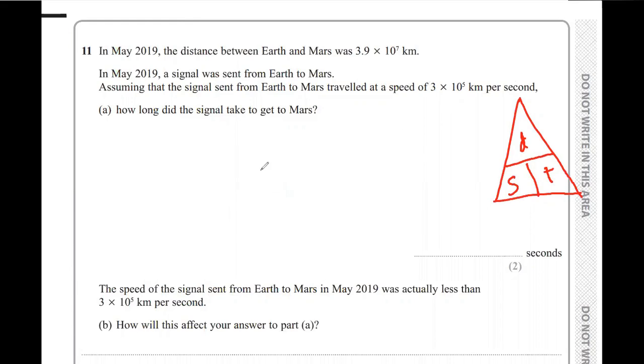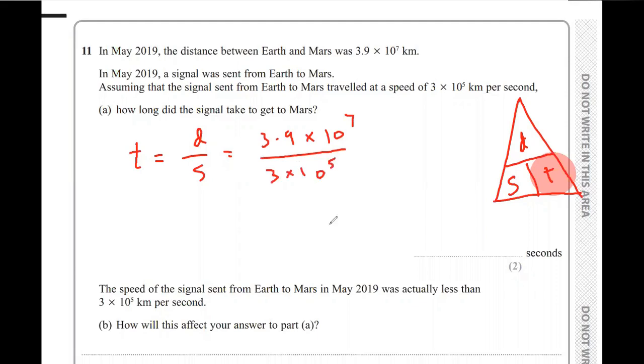Right. Ibrahim, can you help me with the question? What we need to do is work out time. So you have to cover up time. Yeah, and then you do distance over speed. T is equal to distance over speed. And what's the distance? 3.9 times 10 to the 7 divided by 3 times 10 to the power of 5. And if we do this, what do we get? 130.